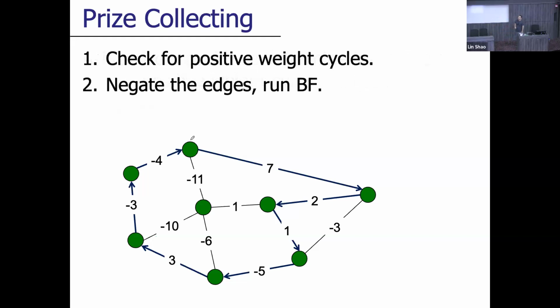So I think this should not be a difficult one. Let's say we can just check for positive weight cycles: we just negate the edges and then run Bellman-Ford. This will give us the result of whether there are positive weight edge cycles, right?